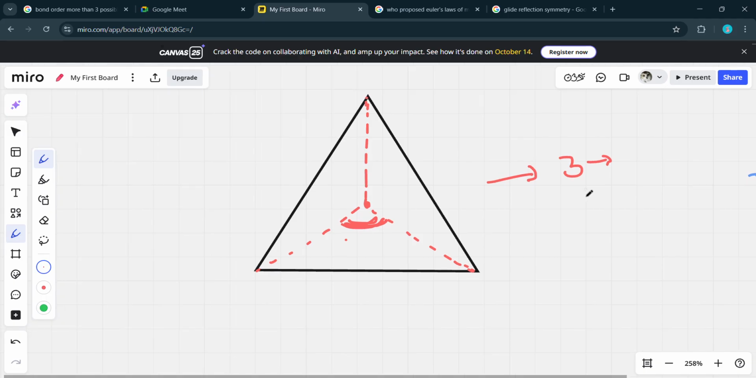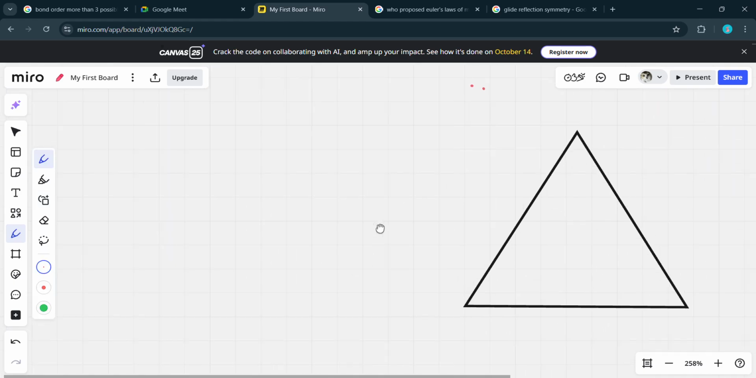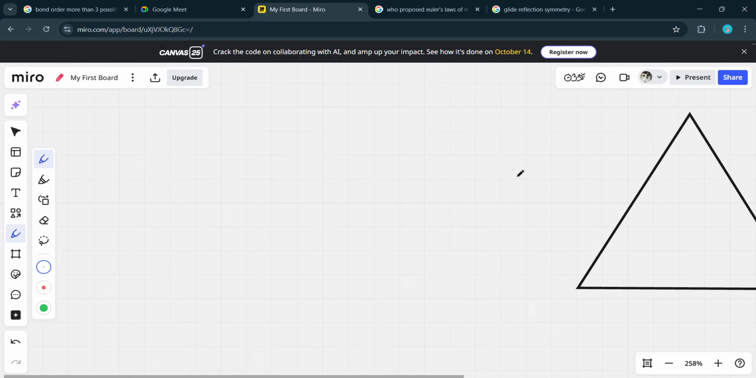Okay, now there are two other types of symmetry which I will tell you later. Let's learn the basics right now. Let's go to a different shape right now. Now before that, since you have learned this thing, so what is symmetry?